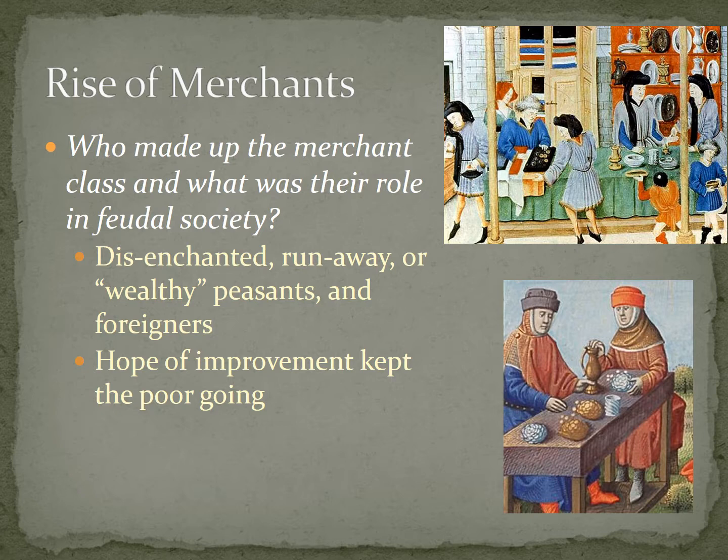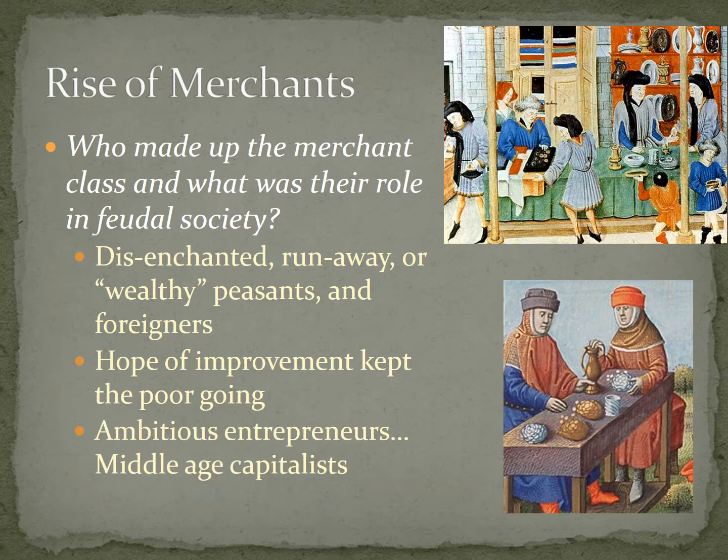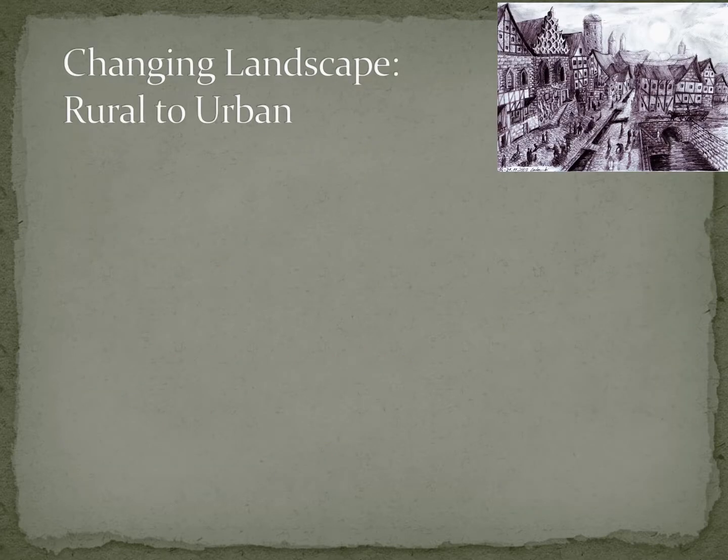Right, and for some of the poor, right, this hope of improvement, this idea that if I work hard, maybe I can just make a little extra on the side and maybe afford a little fun, a little entertainment, a nicer house, perhaps, actually would kind of motivate them and keep them going. Your book kind of calls these the ambitious entrepreneurs, or these are like middle-aged capitalists. So this emerging trade group comes about, especially in the later centuries in the Middle Ages. So again, the landscape is changing.